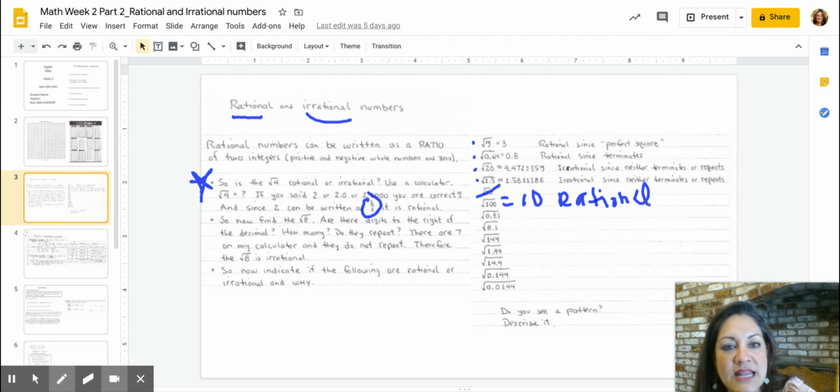Okay, next one, square root of 0.81. That equals 0.9. And that's where it ends. We can write 0.9, so that's 9/10. We can write it as a fraction, and it ends. So yes, that is rational.